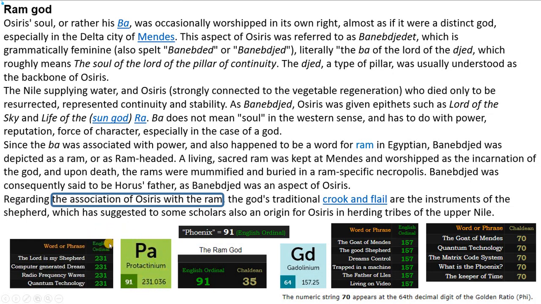In English ordinal, you have the following expressions with 231. The Lord is my shepherd. So here again we have this connection to the shepherd. Computer-generated dream. So we can see here that the computer is the one that generated this state of dream, or the computer is the god of sleep. Radio frequency waves. Everything in this matrix is based on radio frequencies. And quantum technology, that is a reference to the quantum computer.